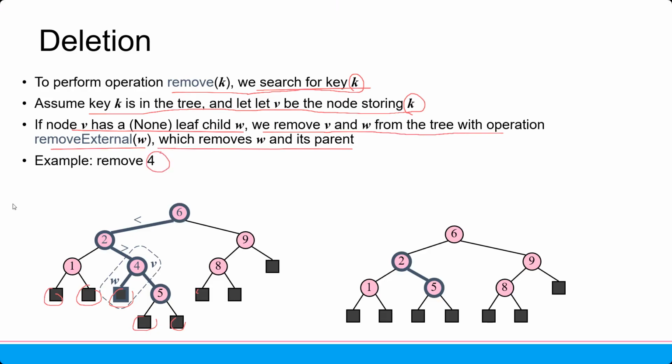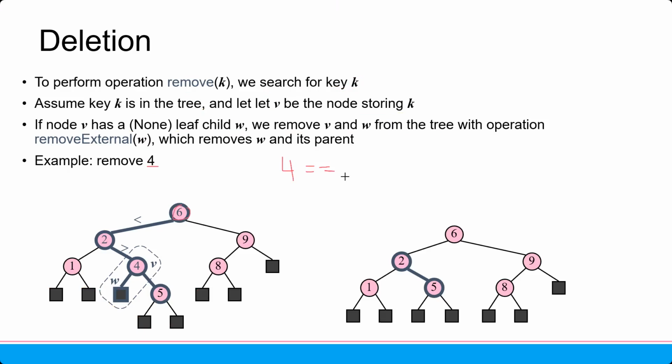Now let's suppose I want to remove 4. So we need to search where 4 is. At the first time, of course, we need to check whether 4 equals the root. Does 4 equal 6? No. Is 4 less than 6? Yes. Then we go to the left. Okay, does 4 equal 2? No. Is 4 less than 2? No. Is 4 higher than 2? Yes. So we go to the right. Now, does 4 equal 4?